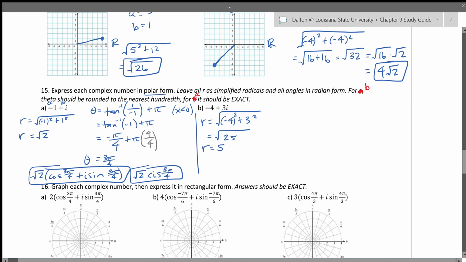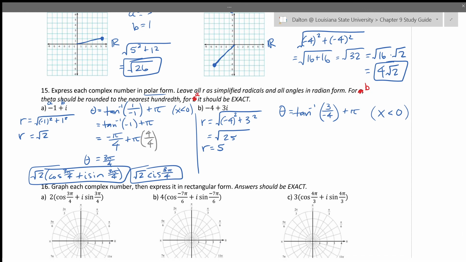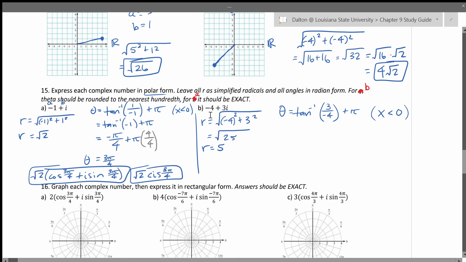So that was pretty easy. This time, theta is also going to be easy because for b, you can round it to the nearest hundredth. So theta is going to be tangent inverse of y over x. So it's going to be 3 over -4. Again, x is less than 0, so because x is less than 0, that means I also need to add pi. And since you can round to the nearest hundredth, you're going to plug this straight into your calculator as is, again making sure that you are in radian mode. Unless specified for degrees, the default is always radians. When you substitute this into the nearest hundredth, you're going to get that theta is about 2.50.